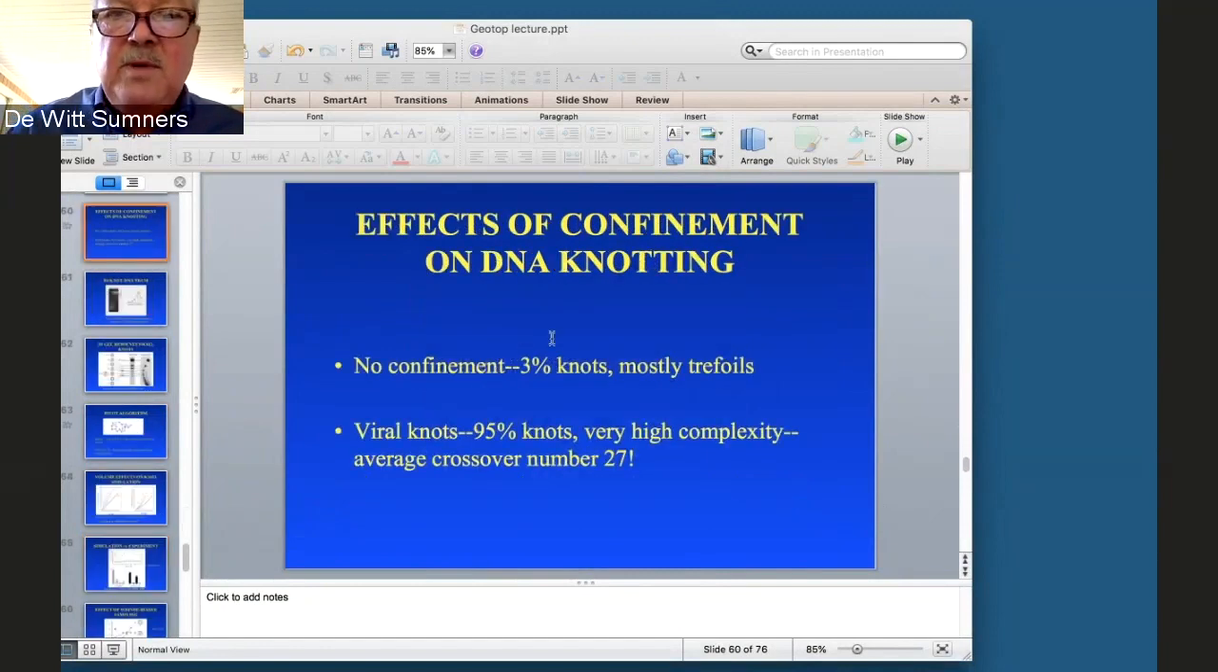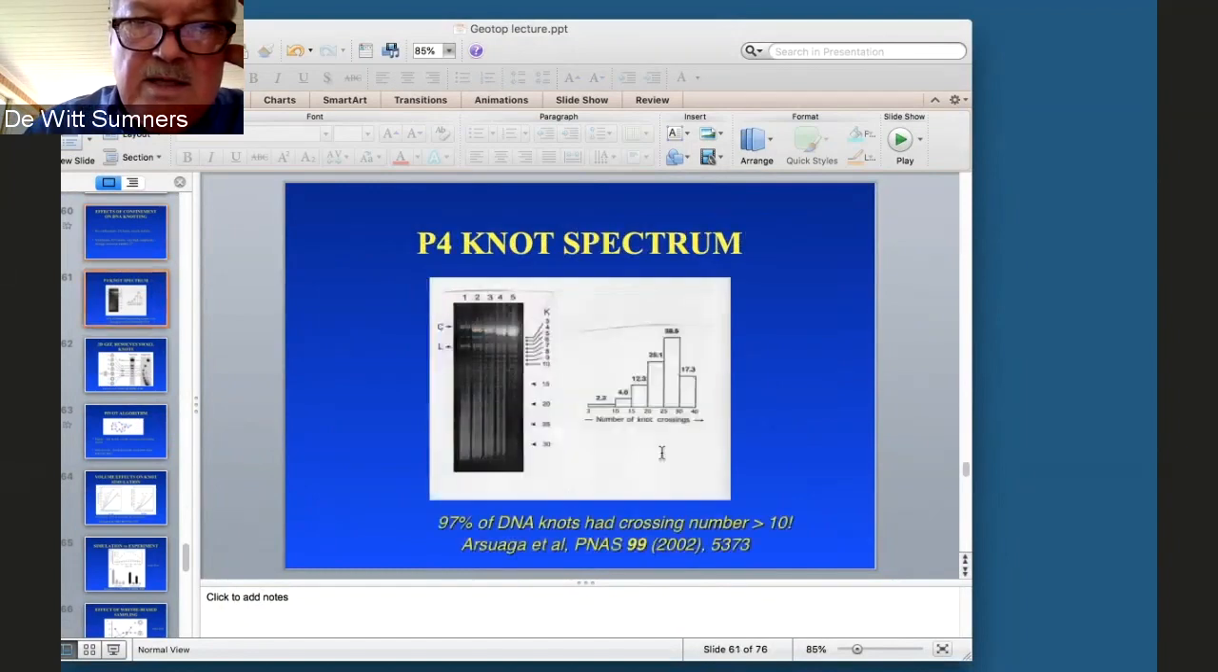So this is the effect of confinement on the DNA knotting itself. With no confinement, you get about 3% knots, mostly trefoils. The viral knots that you get with confinement, 95% of them are knots with very high complexity. The average crossover number is about 27. Again, that's detected from gel electrophoresis. We've tried, and it's impossible up to now to take any electron micrographs of these things.